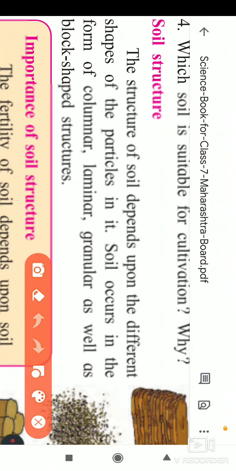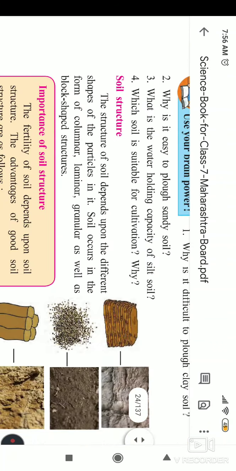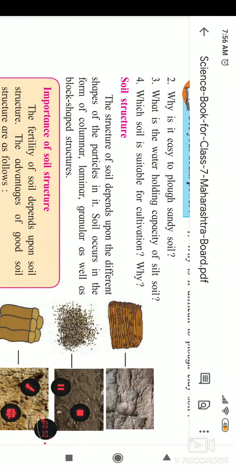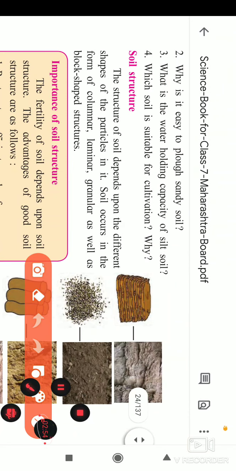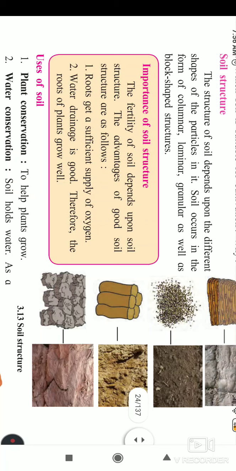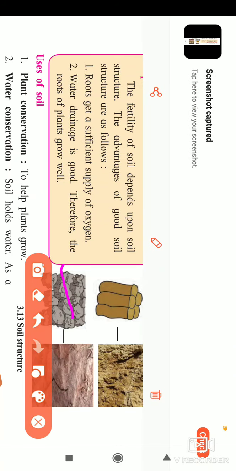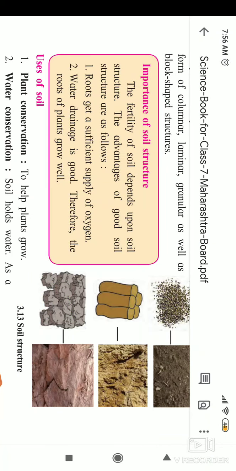Now soil occurs in the form of columns. Soil occurs in the form of what? Columns, as we just saw here. This is the columnar arrangement. Then next is the laminar arrangement. Next, granular, and lastly we saw that the arrangement of the soil is called a block shape arrangement of soil.